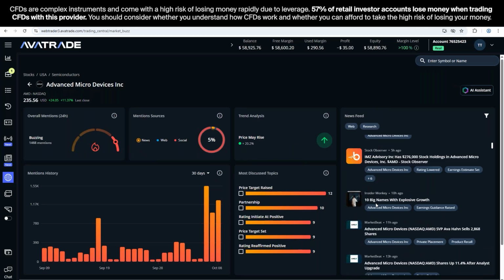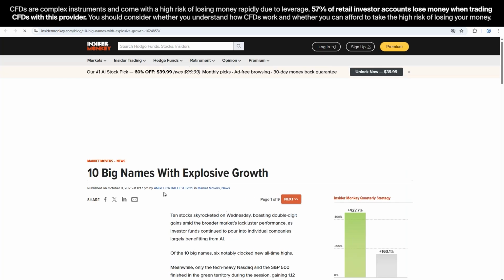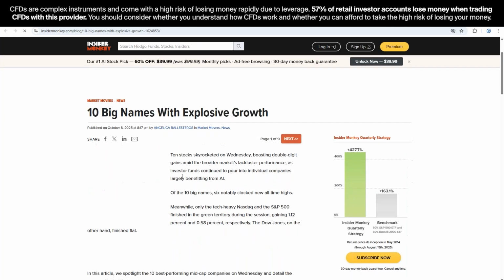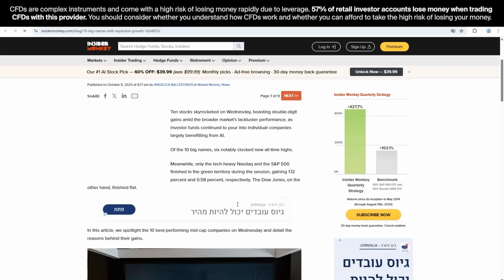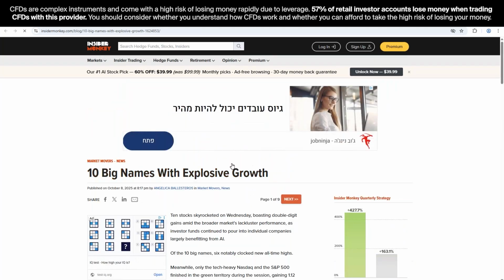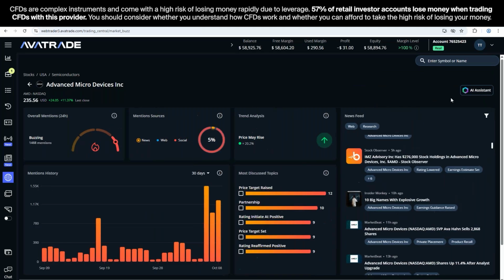So here are 10 big names to watch with explosive growth. Okay, another article. And again, you would read the article. I'm just scrolling through them. But read the article, and you see the first one listed, Advanced Micro Devices, expecting explosive growth. You can read the article and see, well, why? Why are they listing Advanced Micro Devices? Now you start to build a basis fundamentally as to, do I trust this technical signal?